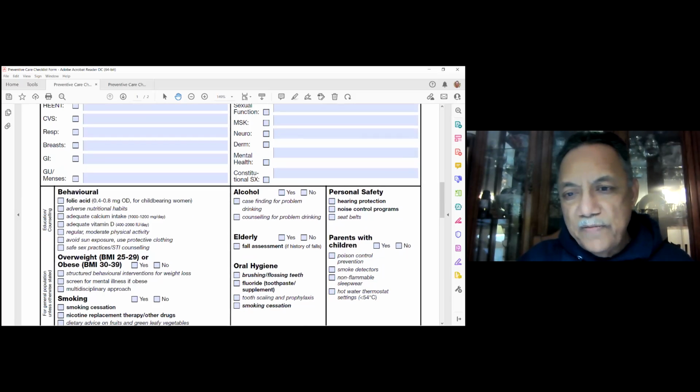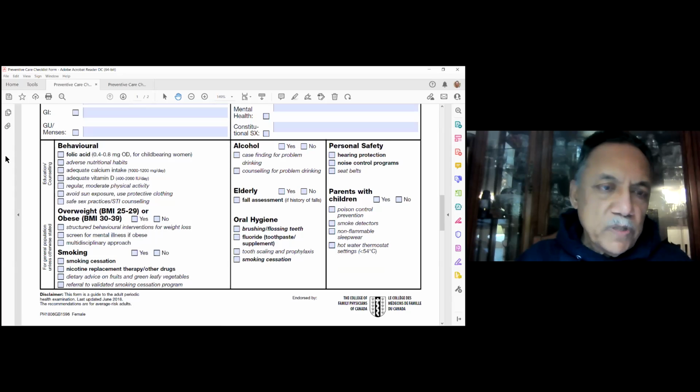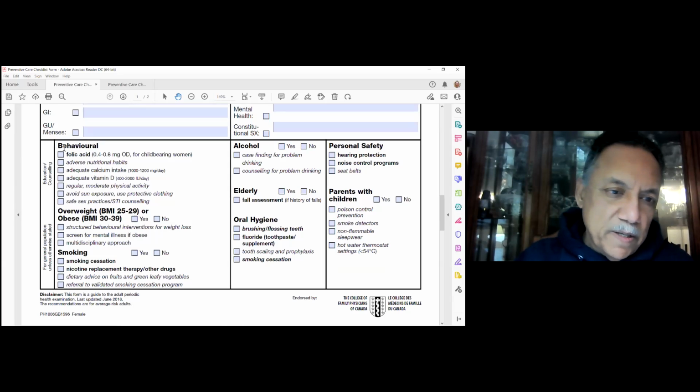Alcohol, personal safety, hearing, noise, seat belts, a lot of things. But I need your attention. This is the form by the College of Family Physicians. So for women, it is important to take a folic acid supplement for childbearing, okay, and then calcium intake.